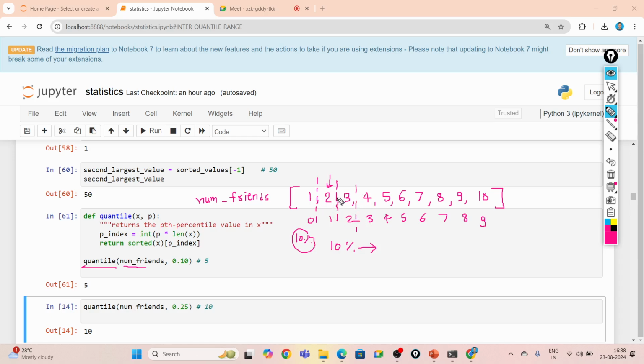So every value is acting as a 10%, right? If you are writing 0.10, it implies the element for which you will have fewer elements below it gives you the count as 10%. 20% means 1 and 2, these two elements are 20%. So if the quantile is 20%, it will return the value 3. The elements below 3 represent the count as 20%, in this way. Is it clear?